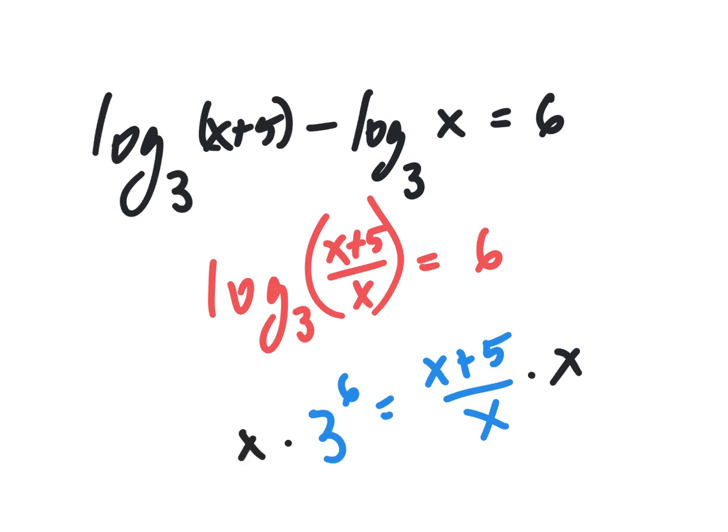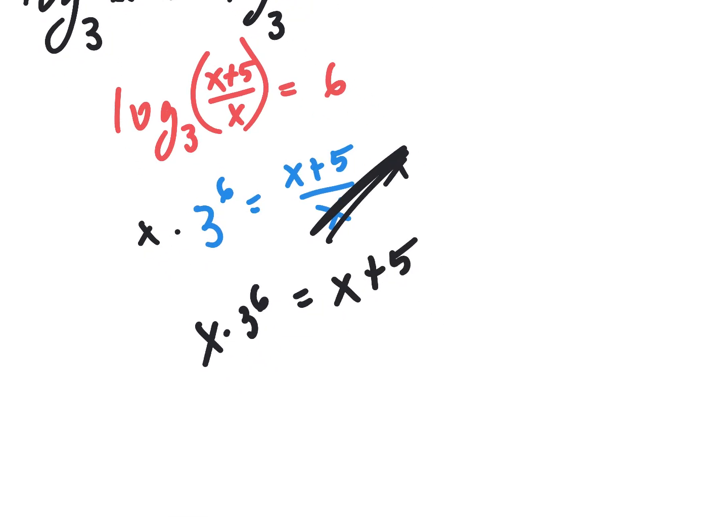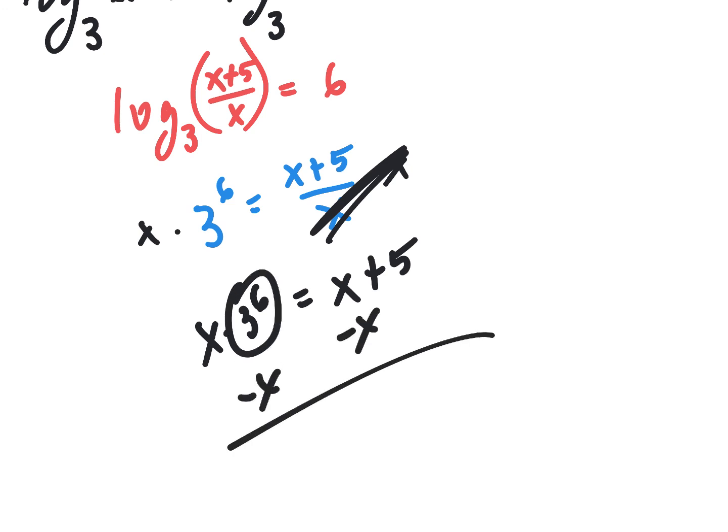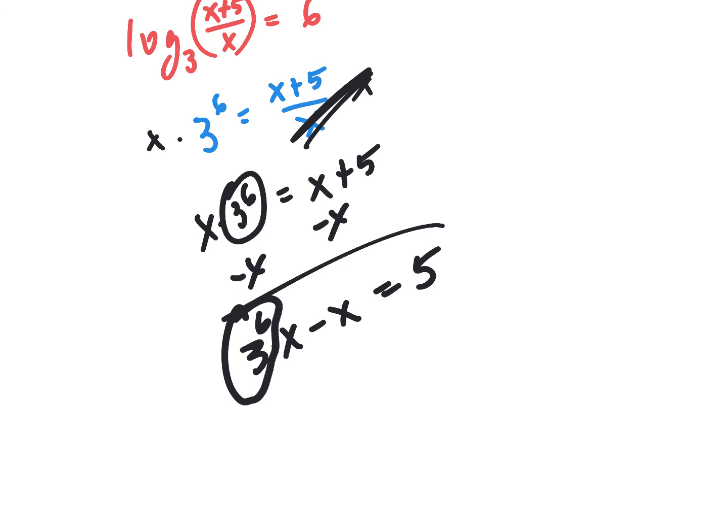And yes, 3 to the 6th is a thing. It's a really big number, but I'm just going to leave it as 3 to the 6th. So x times 3 to the 6th is equal to x plus 5. And now, this is a really big number, but I'm going to subtract x from both sides. So I would have, let you say, 3 to the 6th x minus x is equal to 5. Now, if we just weren't hampered by that, if that was just like 125 or something like that, then you could solve from here and it'd be easy.